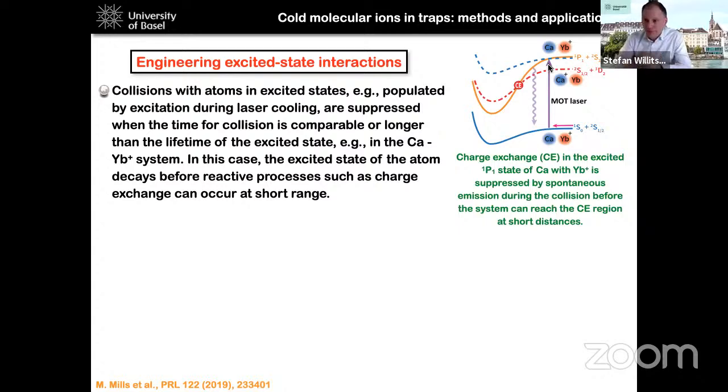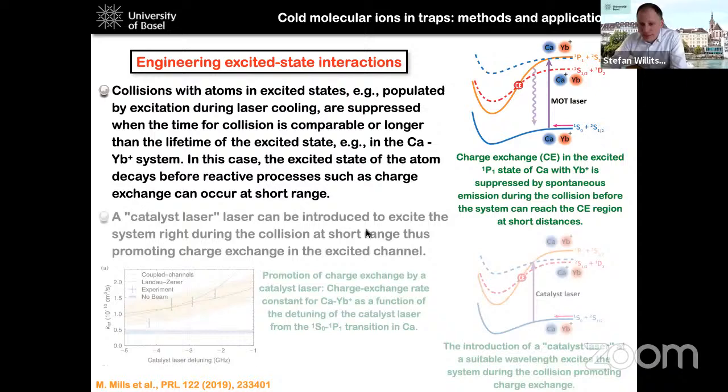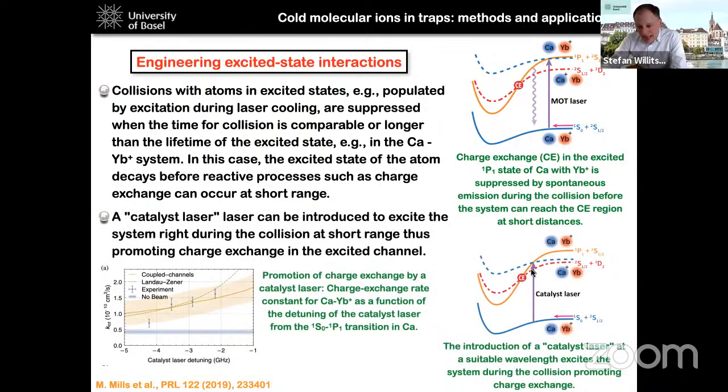So what one can now do, both to prove this and play around with this a bit, is apply an additional laser beam, which is not like the MOT laser beams that one already has in the experiment, but an additional laser beam, which is a bit detuned from the usual MOT transition, to excite the system not in the asymptotic region, but already further inwards when the two collision partners have come closer together.